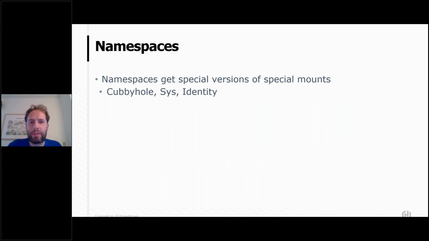And namespaces get special versions of special mounts. So we have these special mounts like identity and sys and cubbyhole, and we have namespace specific versions that essentially make sure that certain things happen with respect to the paths that are available. So things like rekeying Vault is not something that should happen from a namespace. So we control which paths are available, and we also make sure that certain things are done within the appropriate namespace context. All right, so I'm going to demo some stuff.